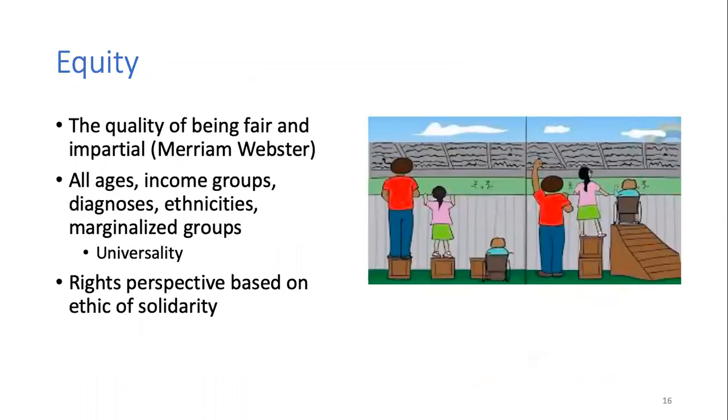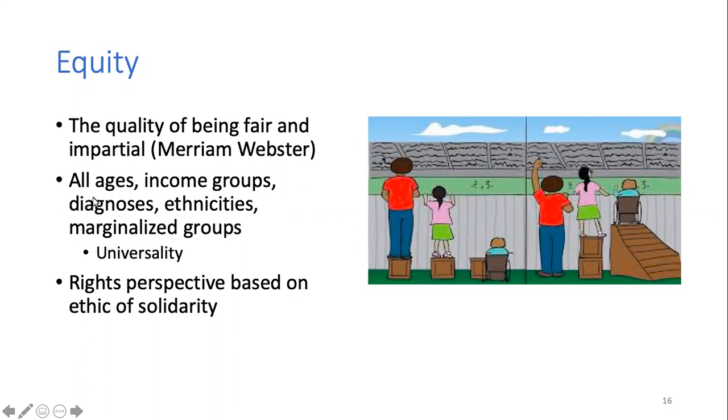Just a quick definition of equity, which is different from equality, which is why I like this particular graphic. It's the quality of being fair and impartial. This one is equality, so you can see they all have an equal box to stand on if they can stand, but they can't all see over the wall. Whereas this is equity, where you can all see over the wall because their condition has been adjusted to.